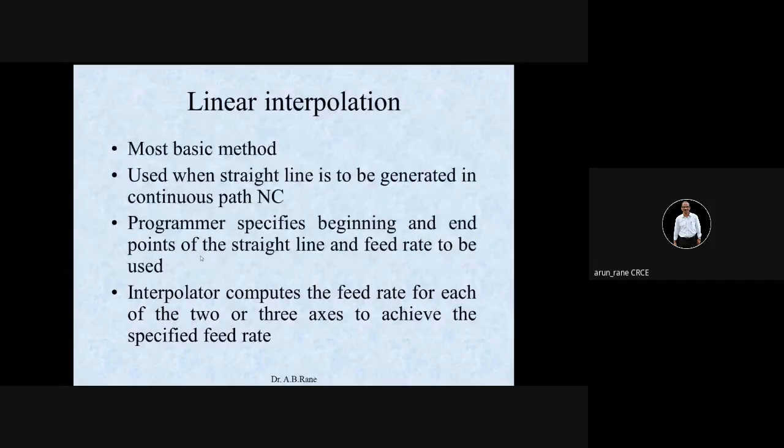How do you obtain these two motions? There is something called the interpolator, or there is something called the machine controller. Machine controller, technically the interpolator. It calculates or computes, and this line is important, the feed rate for each of the two or three axes to achieve the specified feed rate. So the feed rates are combined in such a way that you get a proper linear interpolation, and that is done by the device which is called the interpolator.